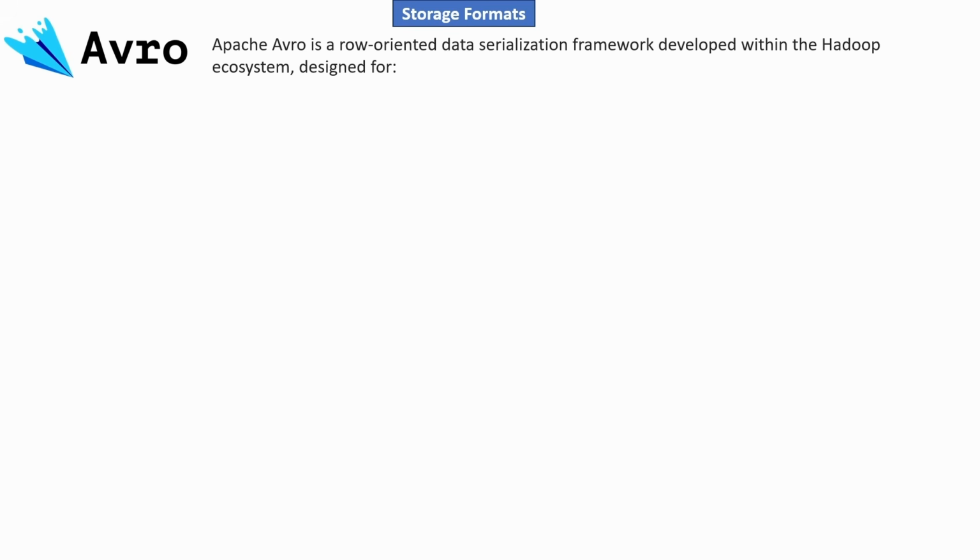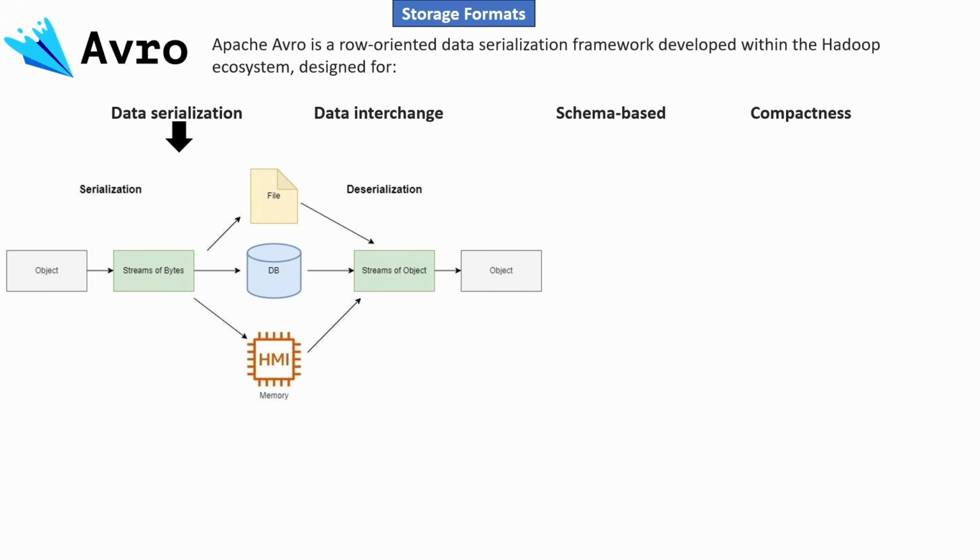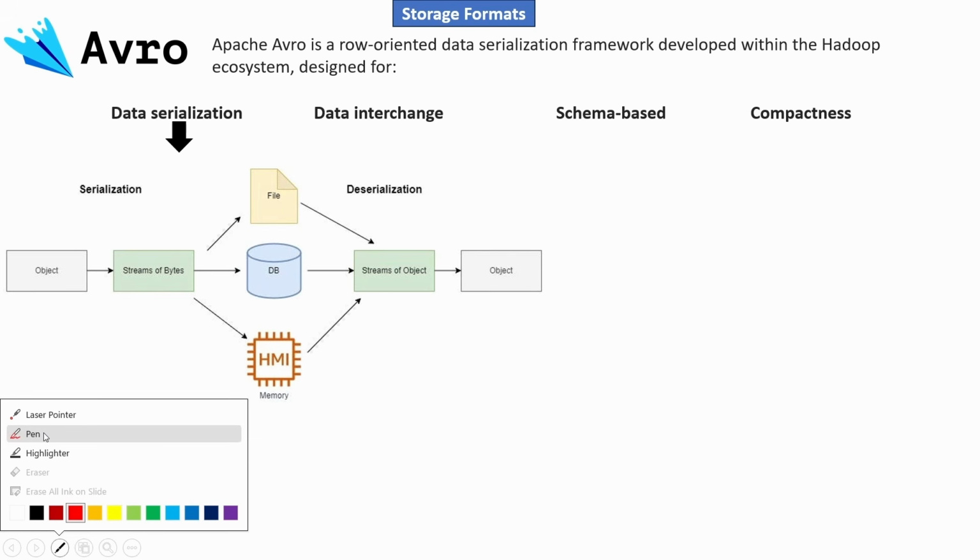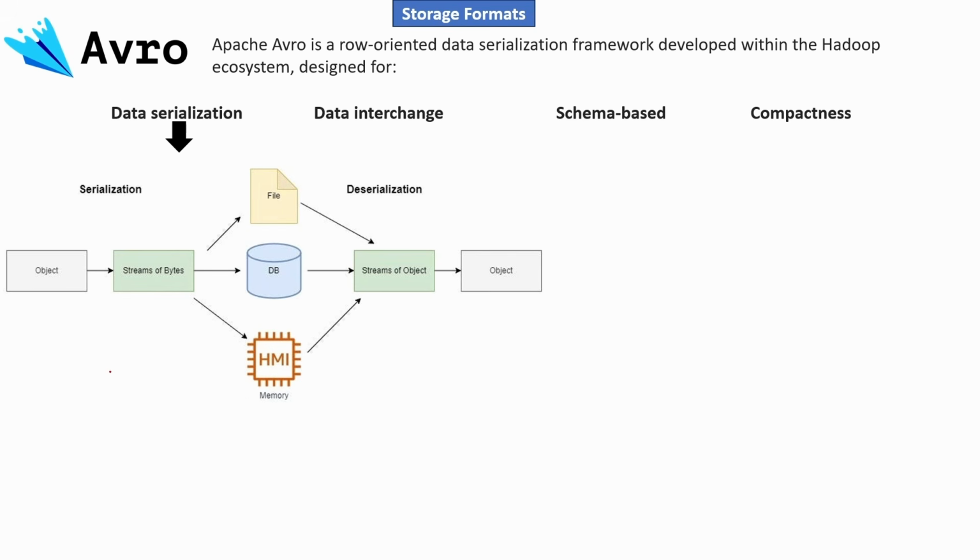Okay, designed for data serialization, data interchange, schema based, and compactness. If I talk about data serialization, there are two terms very relevant to serialization: serialization and deserialization. Serialization is a process of converting live in-memory objects into a persistent format like bytes or JSON or XML for storage and transmission over a network.